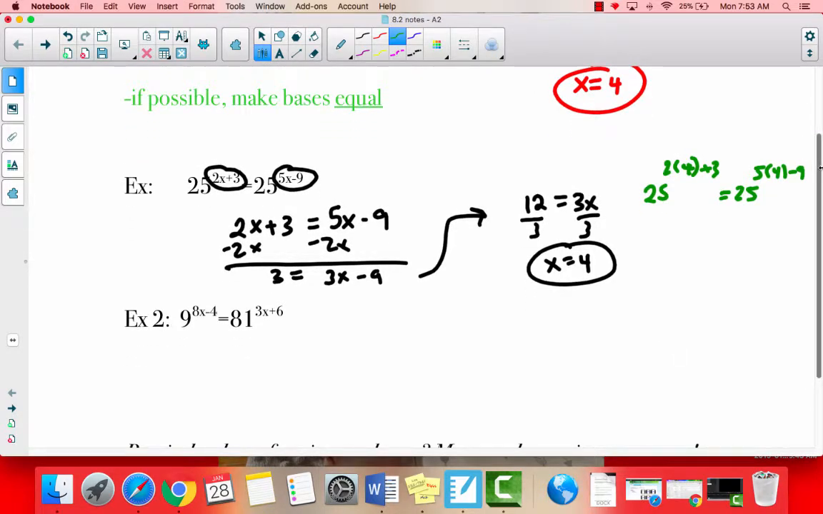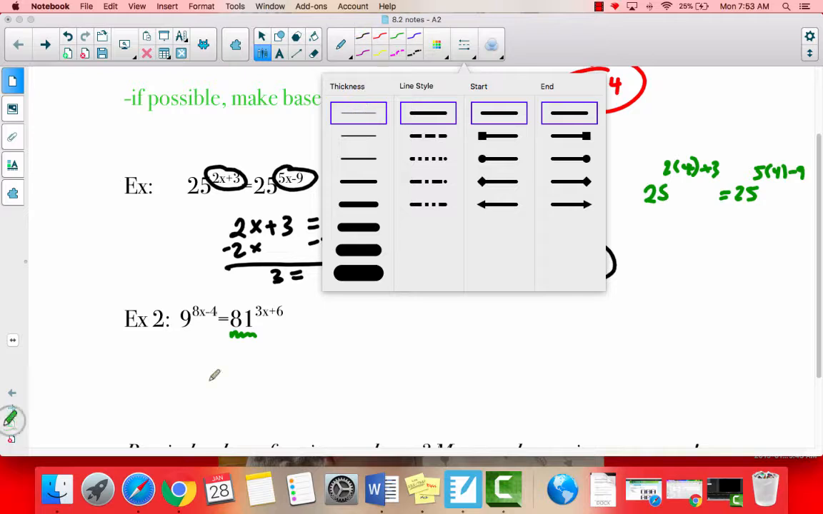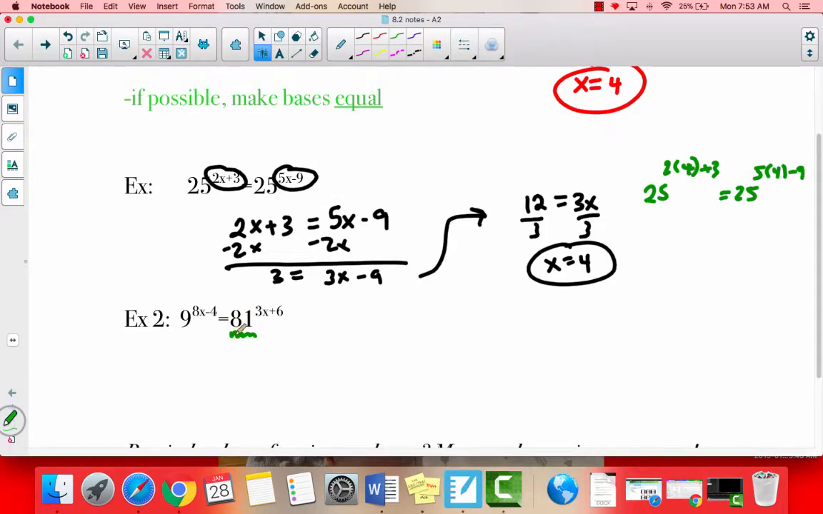Example 2 has a little bit more steps to it because in this case the bases are not matching. So that means we have to do a little bit of work first. The only way we can really make these matching is by changing the larger base. So if we want to change that base, then we're going to go ahead and rewrite 81 with a base of 9. So I'm going to keep the left side the same, and then I'm going to rewrite 81 as 9 squared, all to the 3x plus 6. By doing that, now I have both bases that are 9, and then I can work with my exponents.